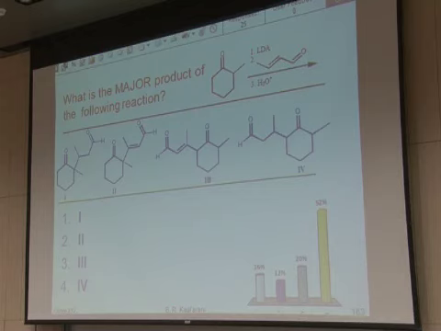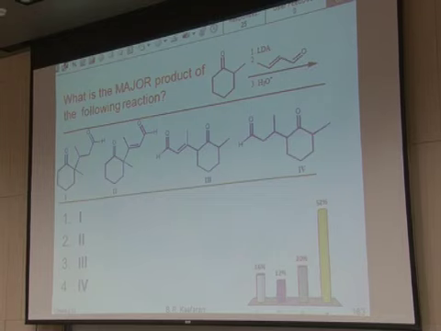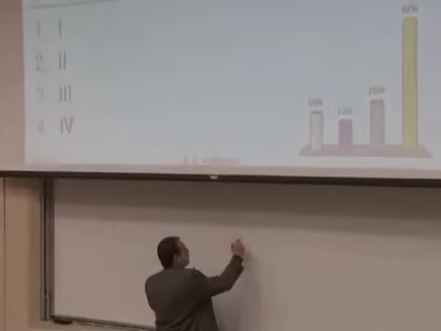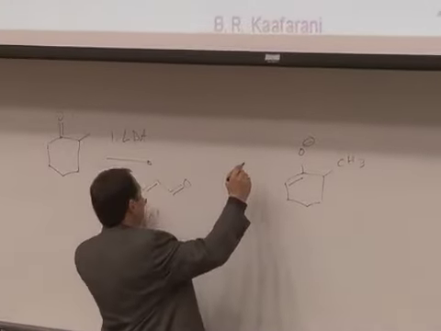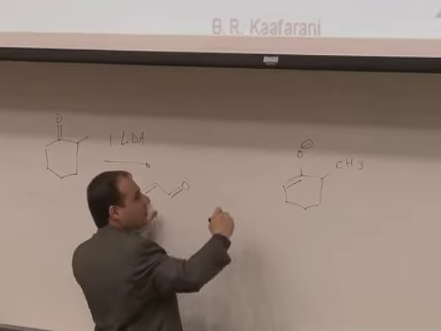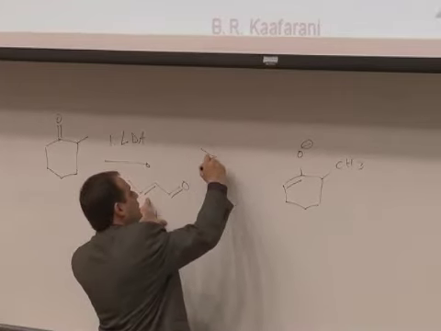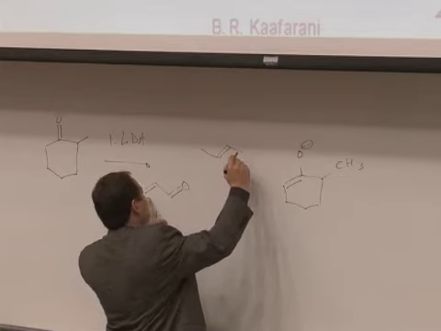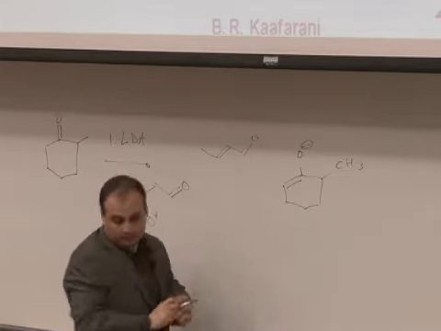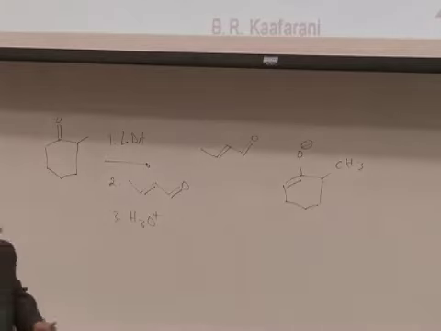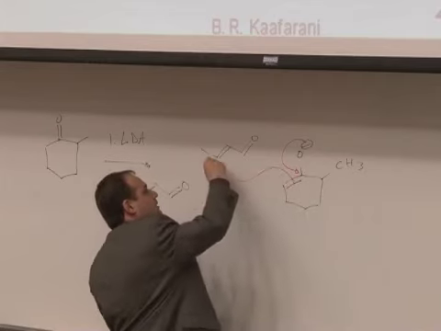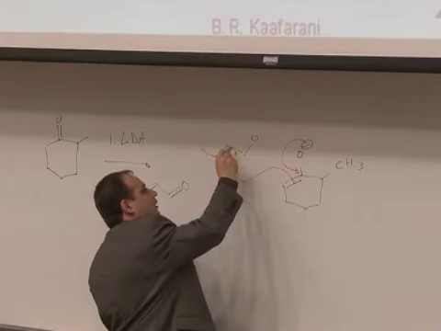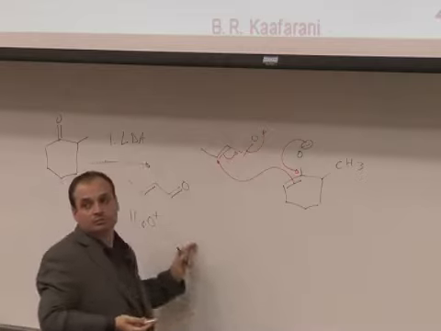Well, with LDA, what are you getting? The kinetic enolate. So you are getting O minus, CH3, and then you are reacting it with this aldehyde, the conjugated alpha beta unsaturated aldehyde. So what you're going to have, O minus, this double bond is going to attack this carbon, and then you're going to get O minus. So what are you going to form?